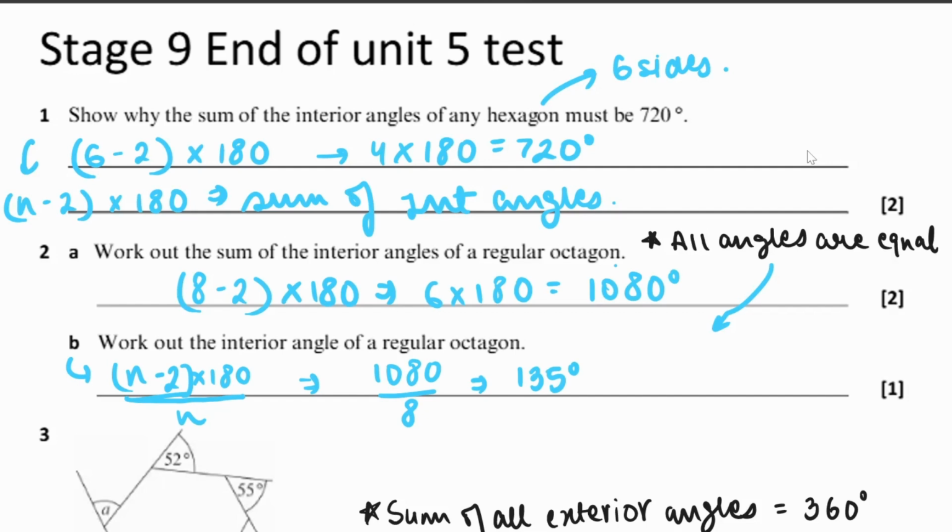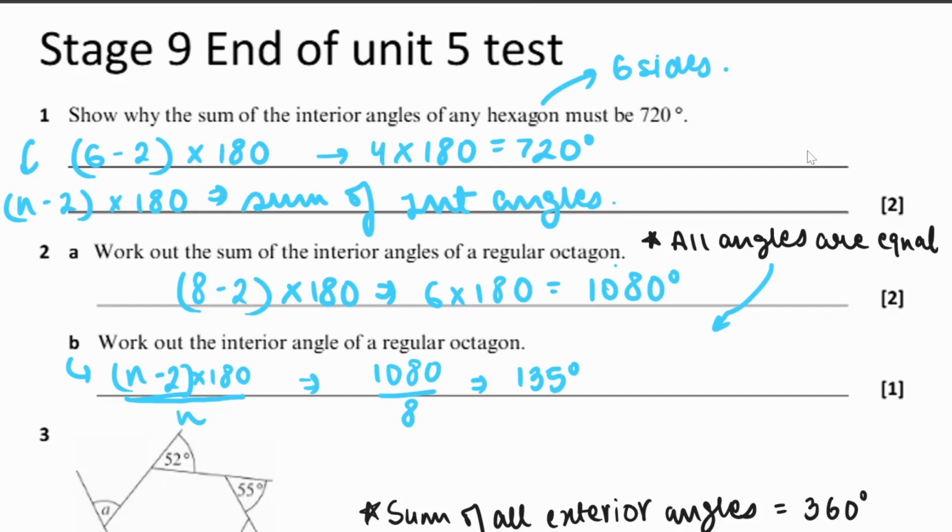So this question is asking, show why the sum of the interior angles of any hexagon must be 720 degrees. So we know that a hexagon has 6 sides, right? And we also know the formula to calculate the sum of interior angles, which is (n minus 2) times 180. Now n is the number of sides, and for a hexagon the number of sides is 6. So (6 minus 2) times 180, which is 4 times 180, which is 720 degrees.